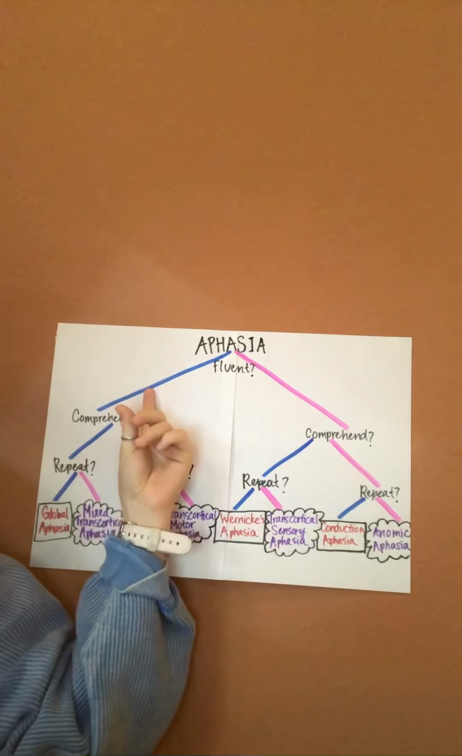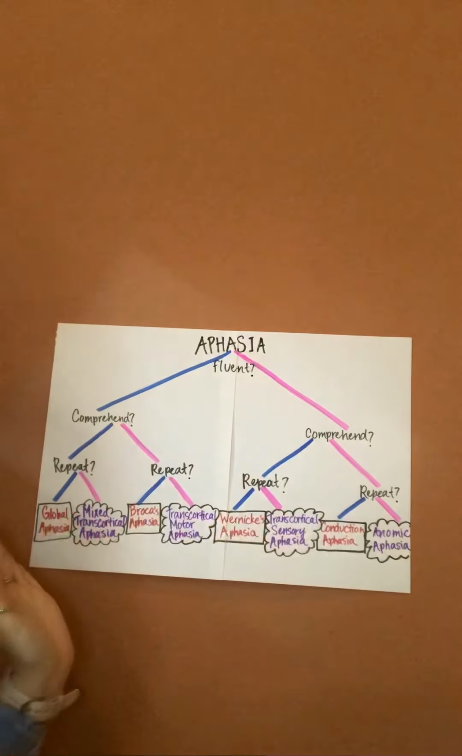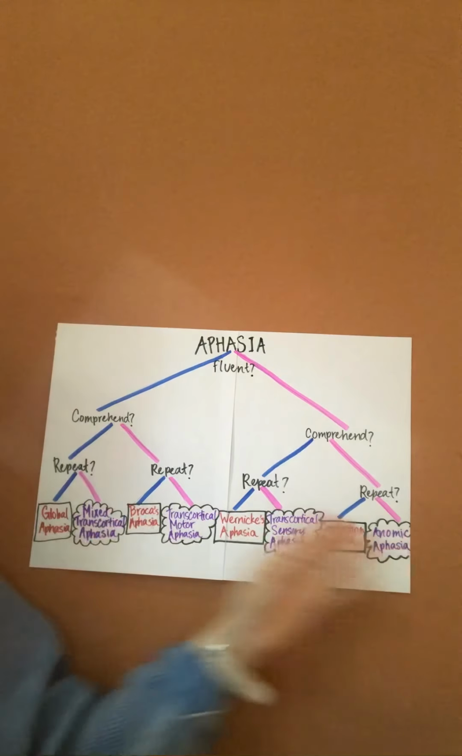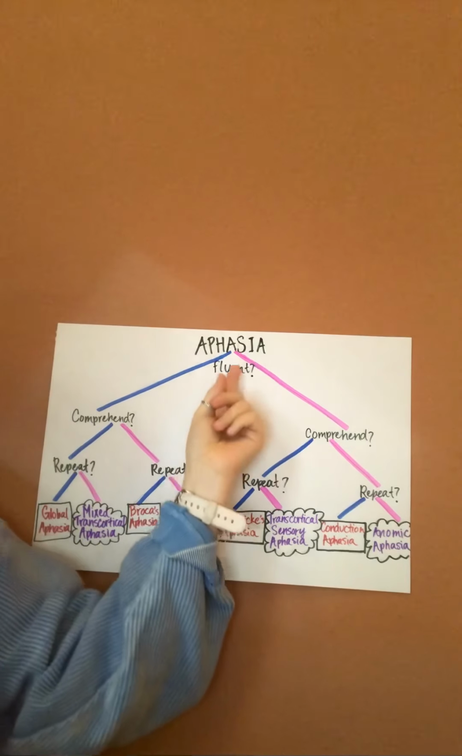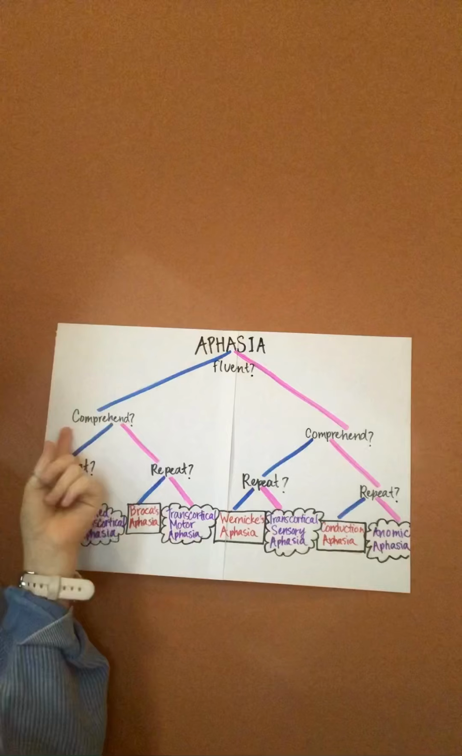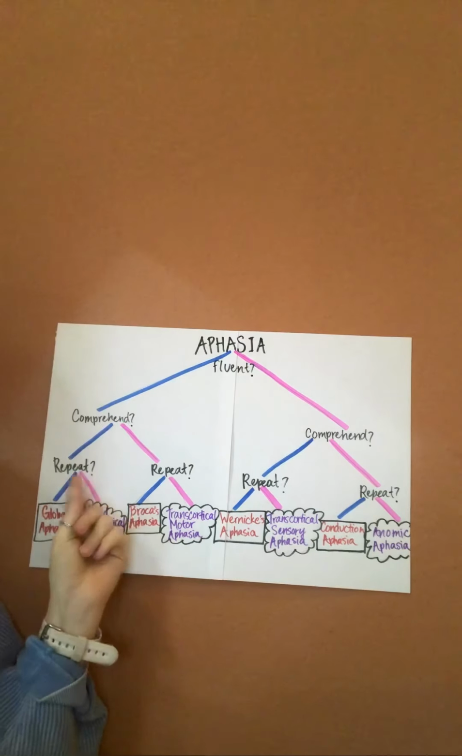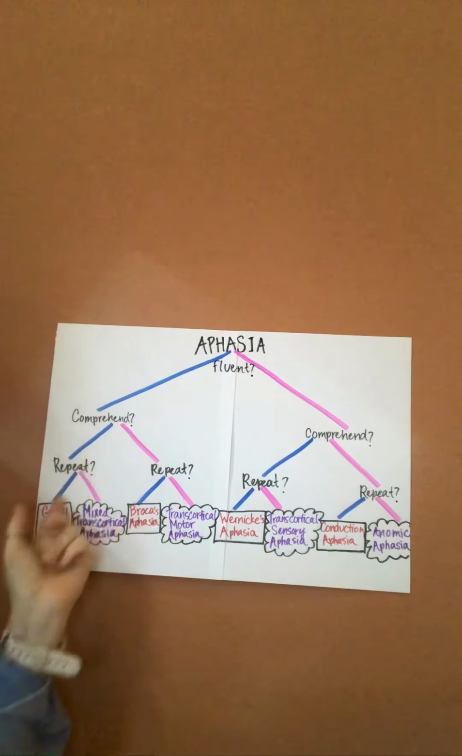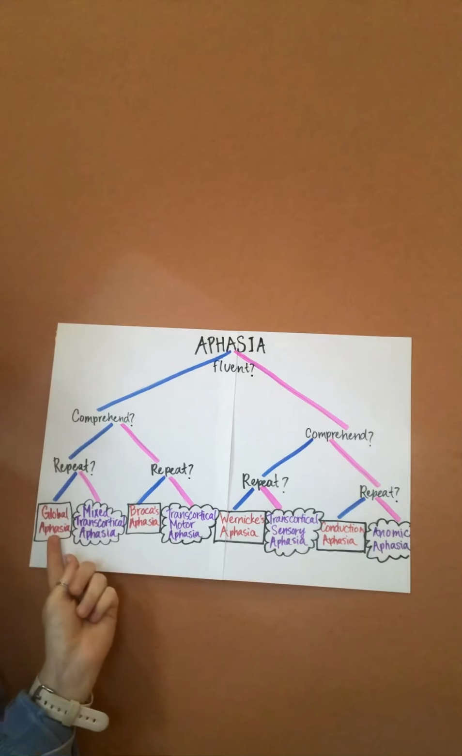The blue represents no, and the pink represents yes. And going off of the two ends of the spectrum, is the person fluent in their speech? No. Are they able to comprehend what you have said? No. Are they able to repeat an answer or what you have said? No. The person struggles and is suffering from global aphasia.